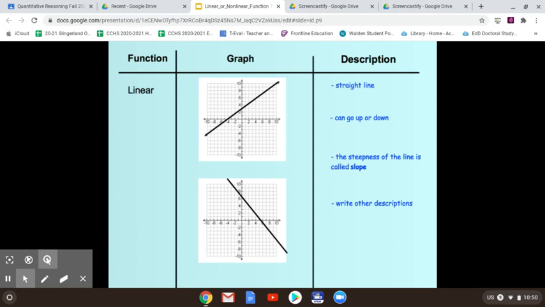Okay, when looking at a graph, if it's linear or nonlinear, you'll know because you'll see a straight line. If it's a straight line, then you have a linear graph.